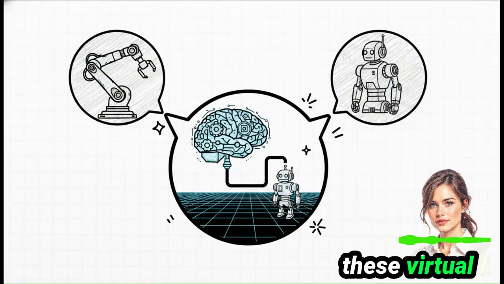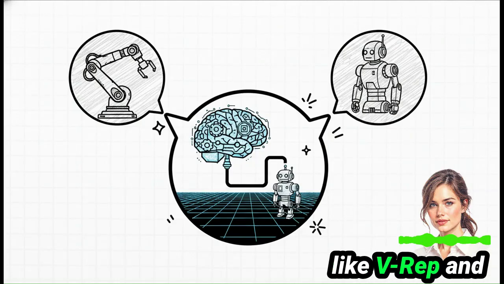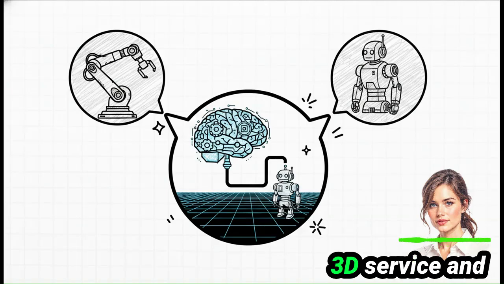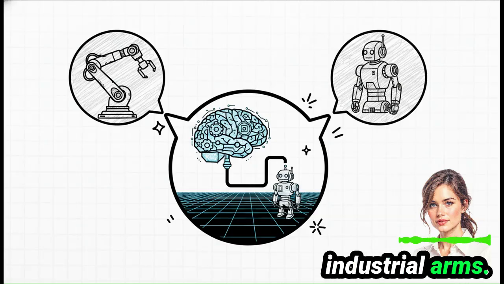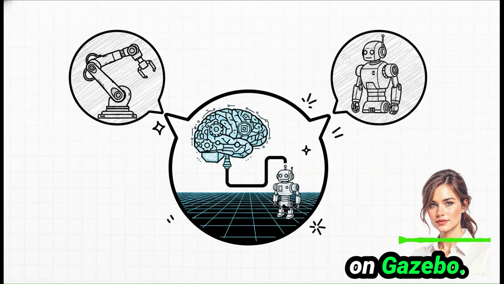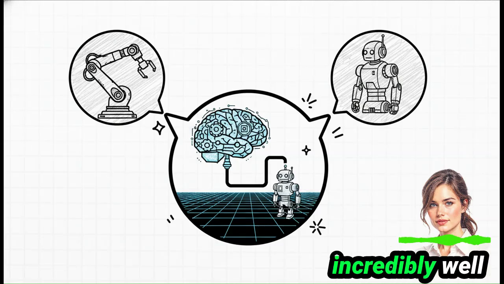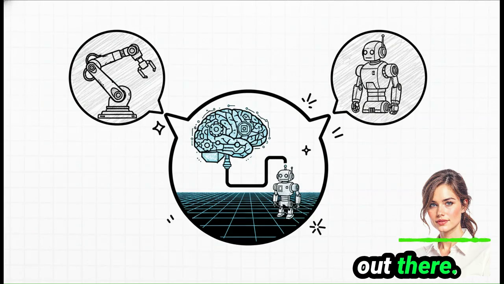Now, to build these virtual worlds, the industry relies on a few heavy hitters. You've got tools like VREP and Webots, which are amazing for 3D service and industrial bots. Then there's RoboDK, which is super specialized for big 5-axis industrial arms. But for our purposes today, we're focusing completely on Gazebo. Why? Simple. It plays incredibly well with the Robot Operating System, which is absolutely the gold standard out there.